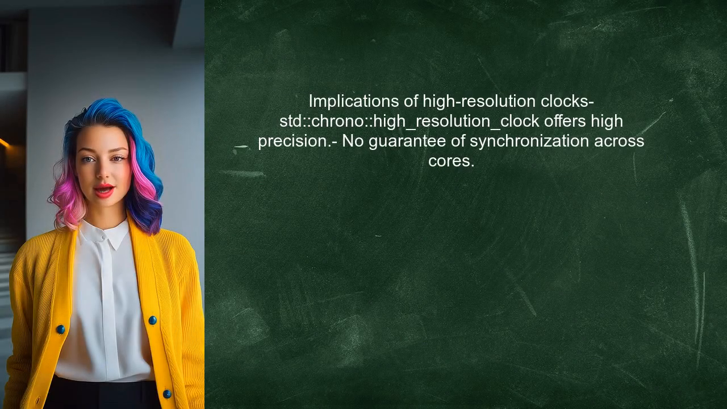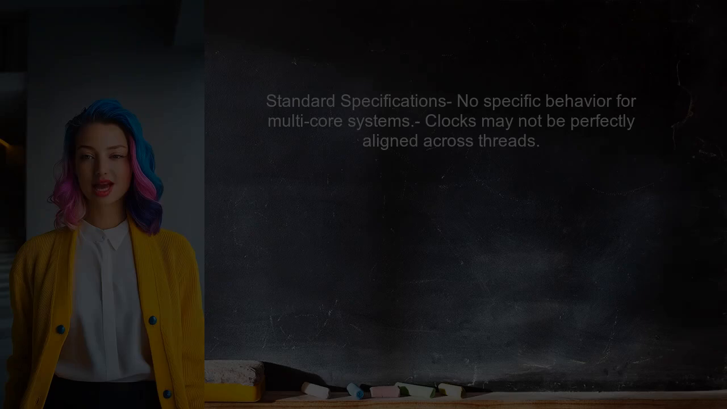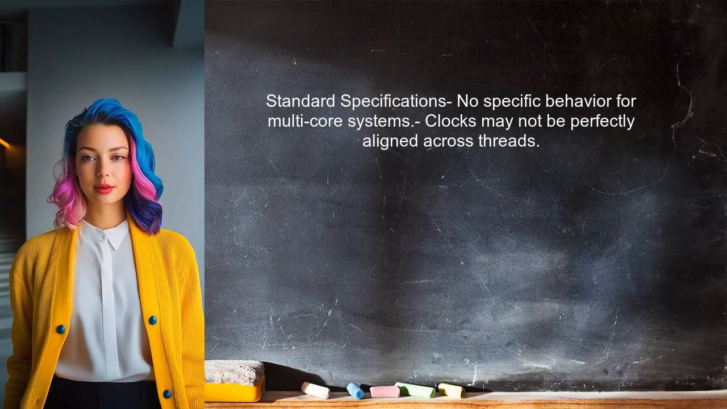Next, the user should consider the implications of using high-resolution clocks. The chrono high-resolution clock is typically implemented using the highest precision available on the system, but this does not guarantee synchronization across cores. The user should also be aware that the standard does not specify how the clocks should behave on multi-core systems. This means that while the clocks are designed to be high-resolution, they may not be perfectly aligned when accessed from different threads running on separate cores.